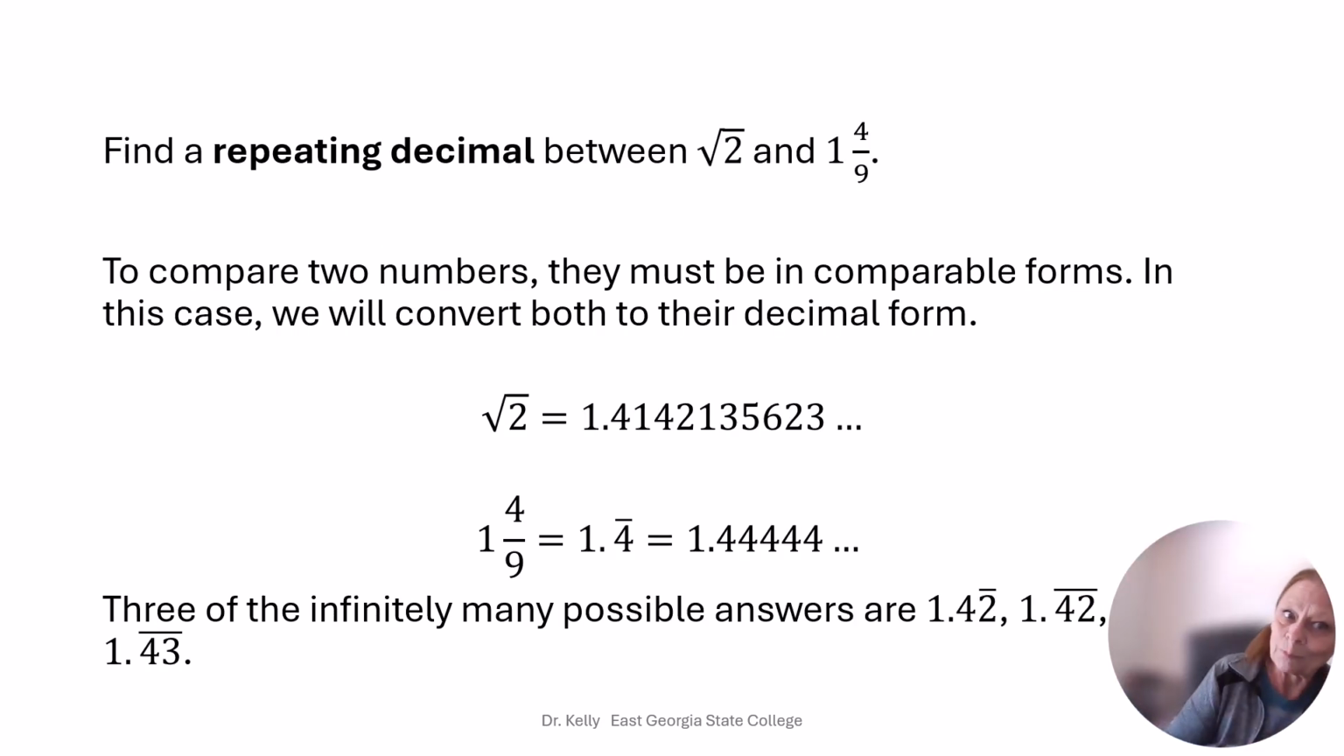So we want to find a repeating decimal between the square root of 2 and 1 4/9. This seems really odd. Not easy for you to see that, right? So anytime you're doing comparisons, you have to compare apples to apples, right? So we have to compare them in the same form. So we're going to turn both of these numbers into decimals.